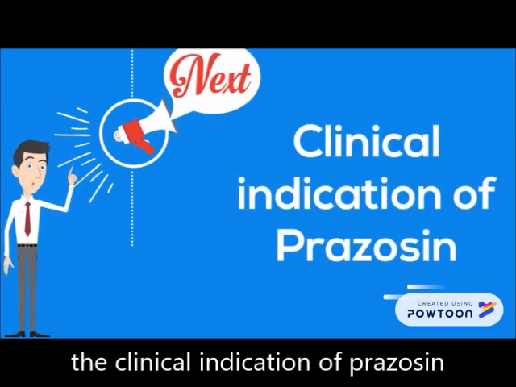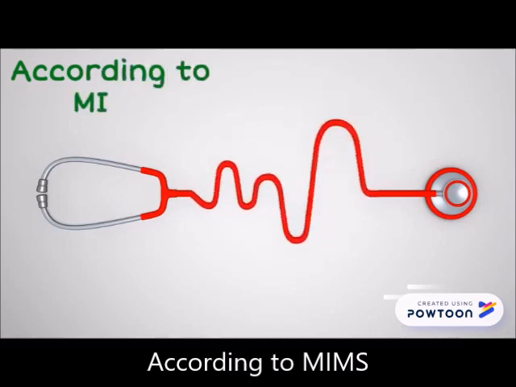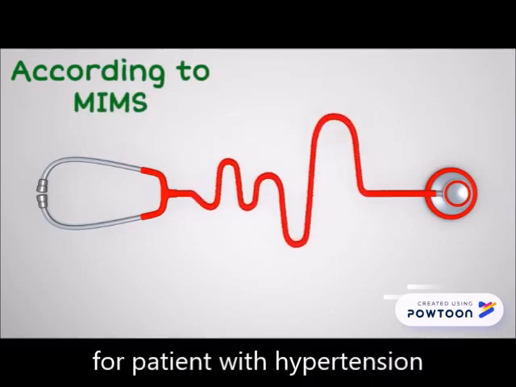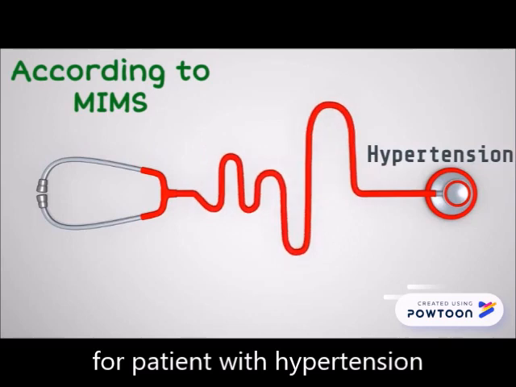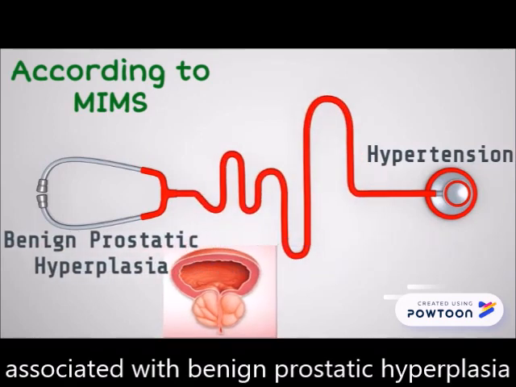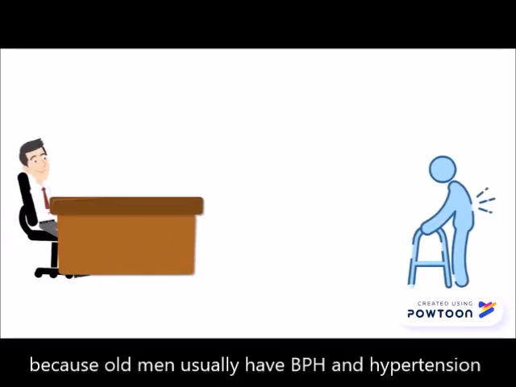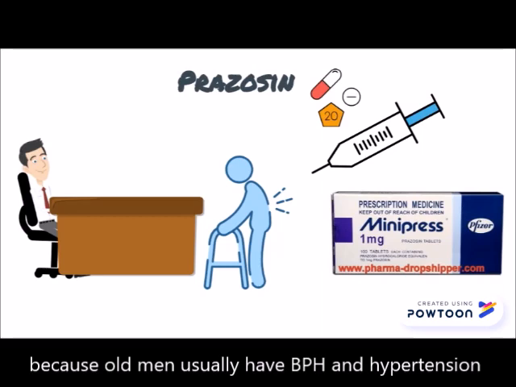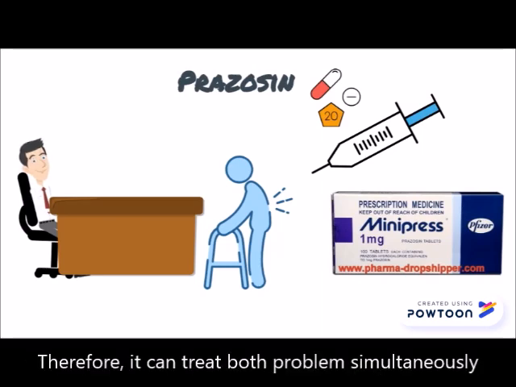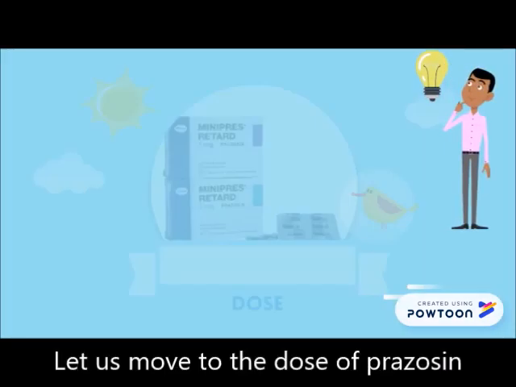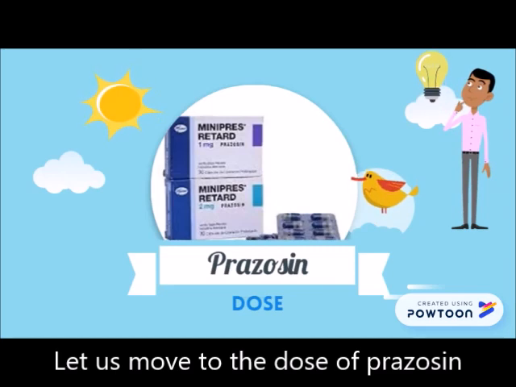Next, we talk about clinical indication of prazosin. According to MIMS, prazosin were best used for patients with hypertension associated with benign prostatic hyperplasia. Prazosin was best used in all generations because all men usually have benign prostatic hyperplasia and hypertension. Therefore, it can treat both problems simultaneously. Aha! Let us move to the dose of prazosin.